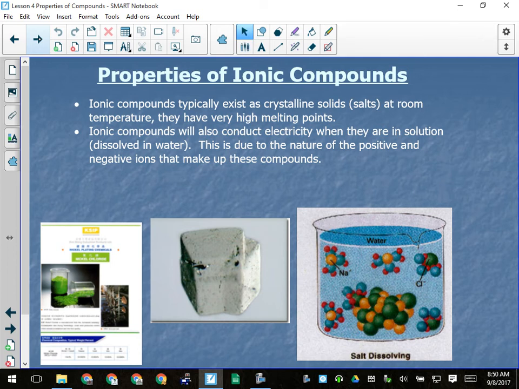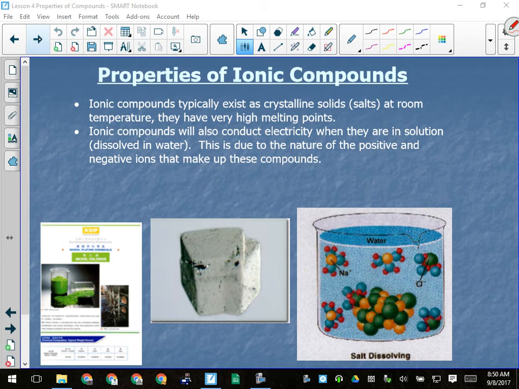So it's a pretty good bet that if I have an unknown material that's a crystalline solid, it's probably ionic. Probably. So here's the thing. All ionic compounds are crystalline solids at room temperature. Is the reverse true?